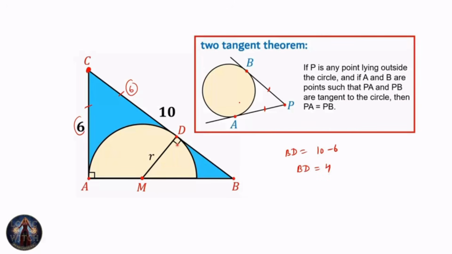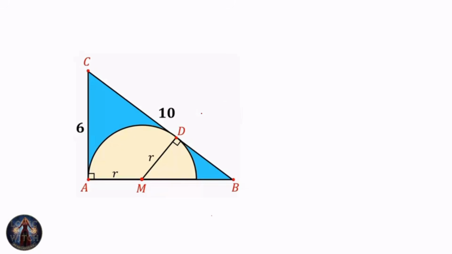Now solving this further, what am I going to get? Let's see. We already solved for AB. It was 8, correct? This entire length of AB is 8. Now M is the center of this semicircle, so AM is also going to be a radius. Now what else? BM is going to be 8 minus this radius, so this is 8 minus R. And this BD we have already solved in the previous step, that it is 4.